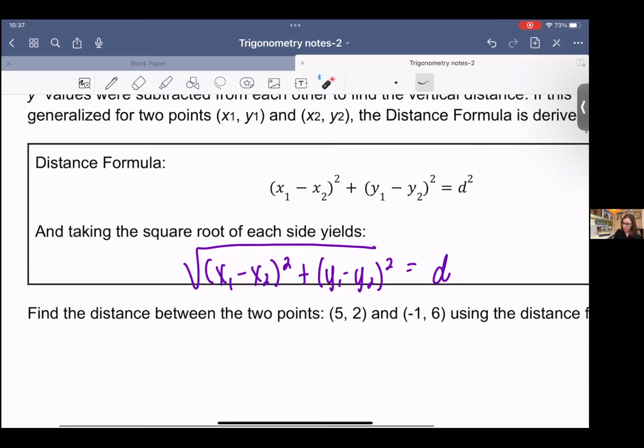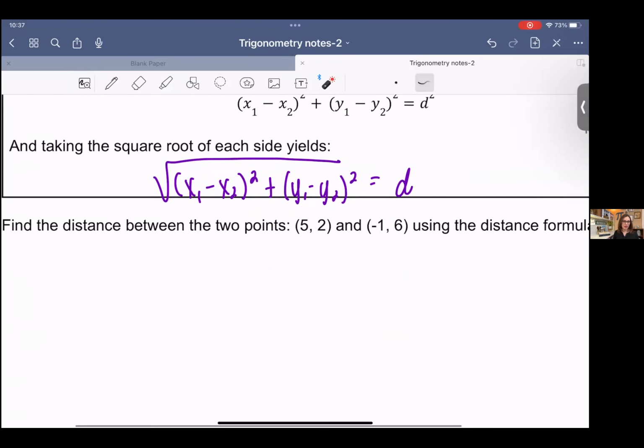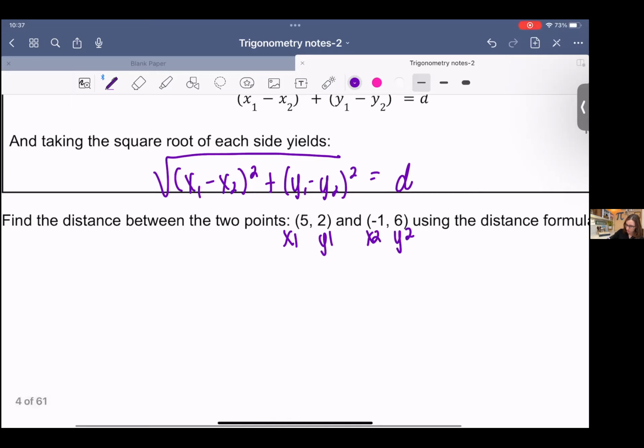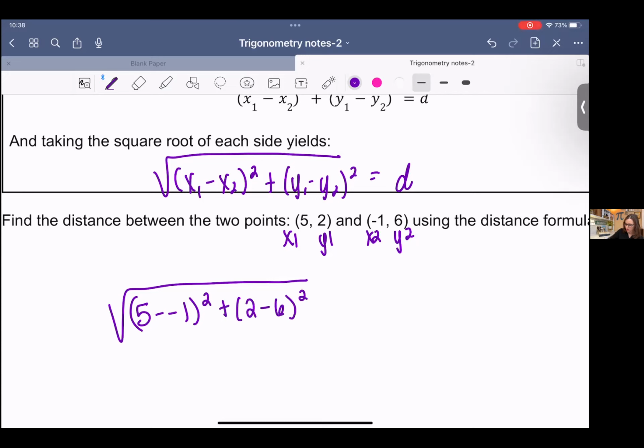So let's use the distance formula instead of the Pythagorean theorem to find the distance between these 2 points. So same points, we have x1, y1, x2, y2. And then I'm going to use my formula, subtract the x values and square it, subtract the y values and square it, and then square root, that's going to give us our distance.